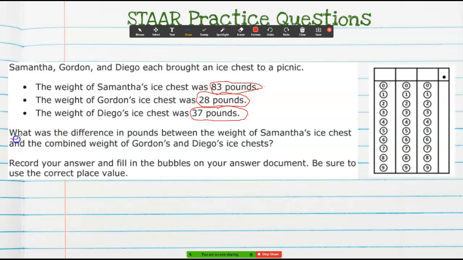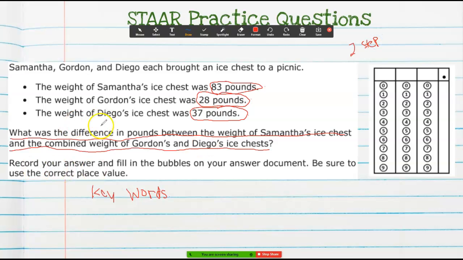Now we're going to underline our question. What is the difference in pounds between the weight of Samantha's ice chest and the combined weight of Gordon and Diego's ice chest? Now, it's important here to look for key words. If you notice, there's more than one key word in this question, which means this is a two-step question.